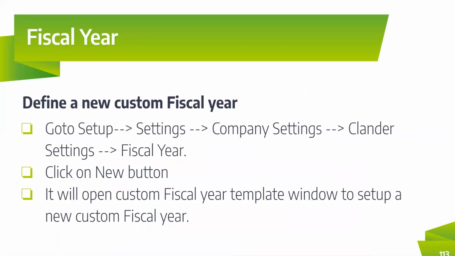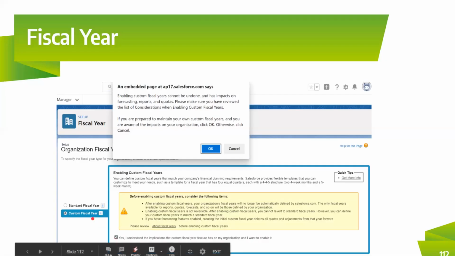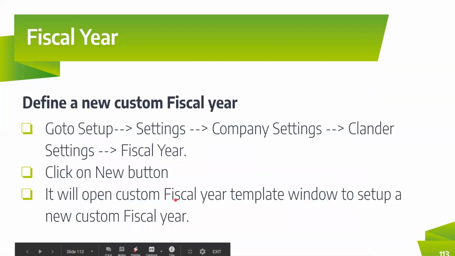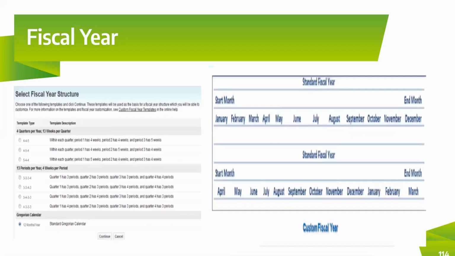So now, how to define the custom fiscal year? Again, go to Setup, Settings, Company Settings, Calendar Settings and Fiscal Year. Click on the New button, and it will open the custom fiscal year template window to set up a new custom fiscal year. Again here, go back, click on custom fiscal year, and then you have to enable it. After you enable it, it is going to open the custom fiscal year template here. It will be like this. So the custom fiscal template will be shown here.